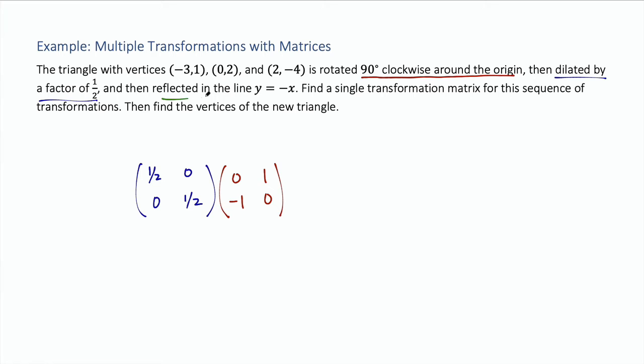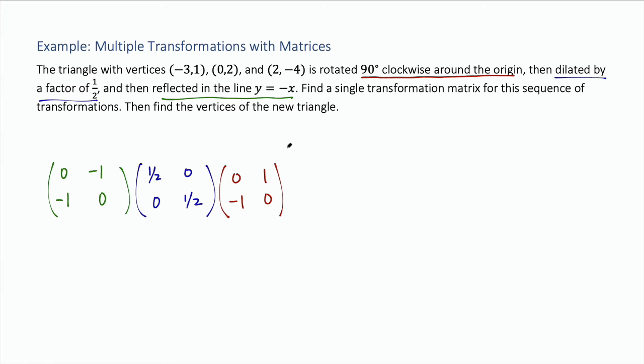So then reflected in the line y equals negative x. And the transformation matrix for that is 0, negative 1, negative 1, 0. So these three matrices need to be multiplied now.